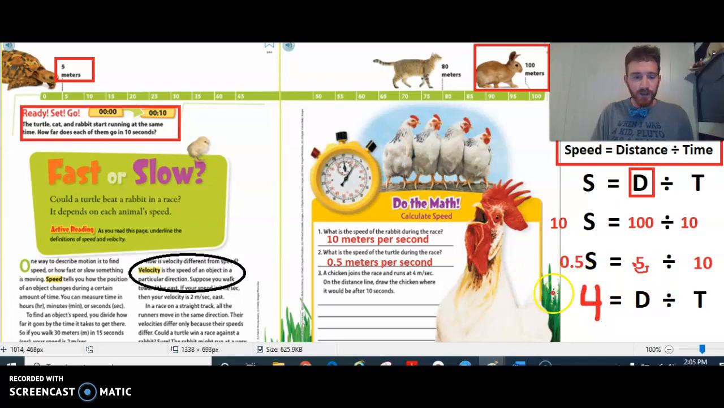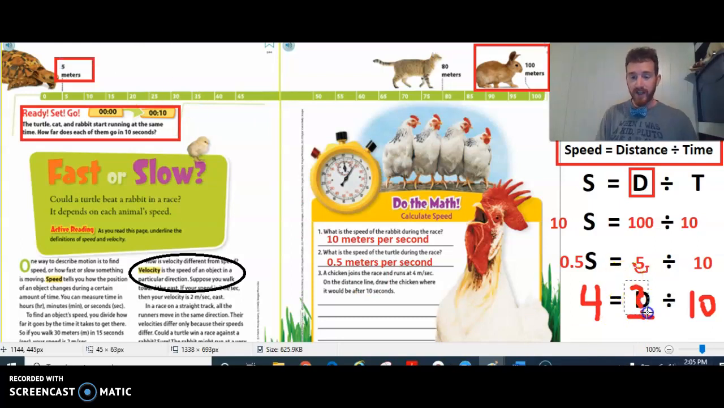4 equals the distance, which is what we're going to find out, where the chicken's going to be, and it's still going to be 10 seconds. So again, they're all doing 10 seconds. So if something divided by 10 is going to equal 4, we've got to think backwards a little bit. If I have a problem where I'm dividing by 10 and I end up at 4, what would be the number I would have to have here to fill in my answer? What would be the number that if I divide it by 10, it equals 4, which would meet the speed that I want to have?